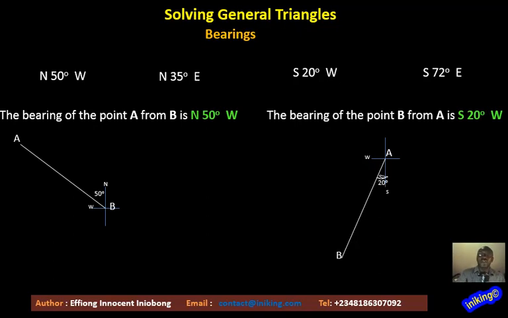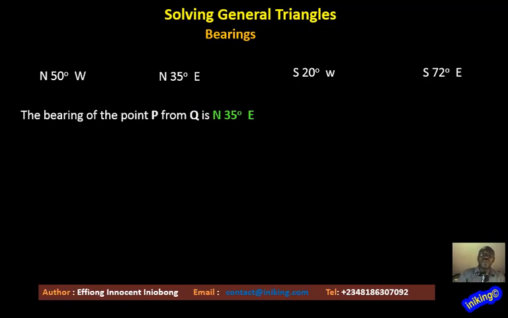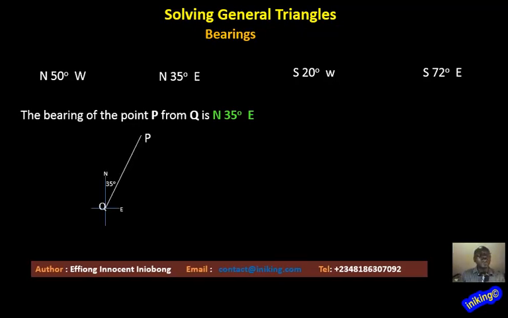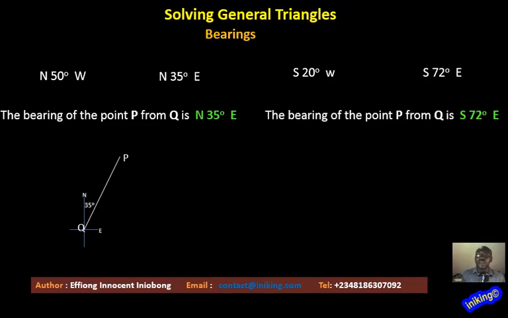Next is 35 degrees east of north. We are taking our bearing this time around from Q. So let's see how this is represented. You can see there the bearing is measured from Q, and it is east of north. So we are considering just the north and the east, and we are going 35 degrees to the east of north, 35 degrees.